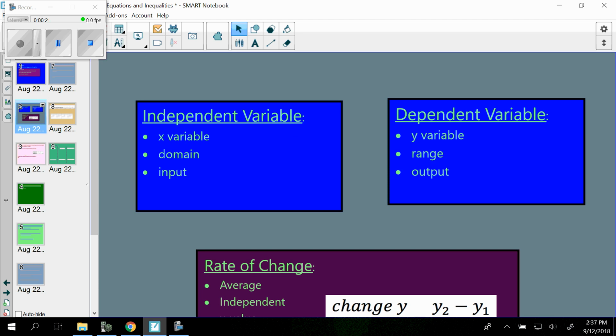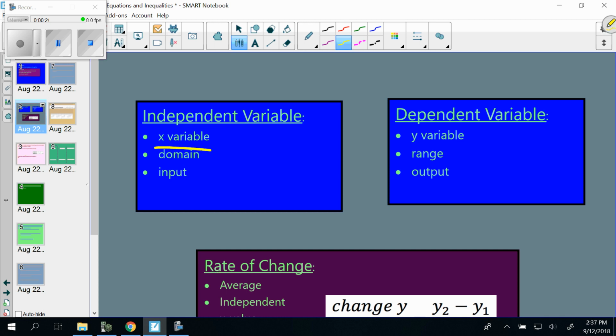Independent variable. In most cases, we use x as the variable for independent variables. X is the domain, and we'll talk as we keep going in this class about what the domain is, and it's also your input. It's what you put in to get out what's called the dependent variable, and that usually is represented with y. Y is your range, and again, as we go, we'll talk about what range is. It's also what you get out.